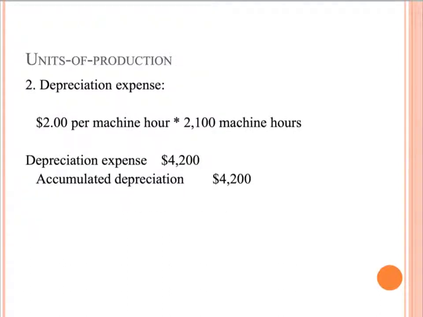To determine the depreciation expense, we take the $2 per machine hour and multiply that by the 2,100 machine hours used during the year. This will give us an amount of $4,200. Our journal entry would then be the depreciation expense of $4,200 and accumulated depreciation $4,200.